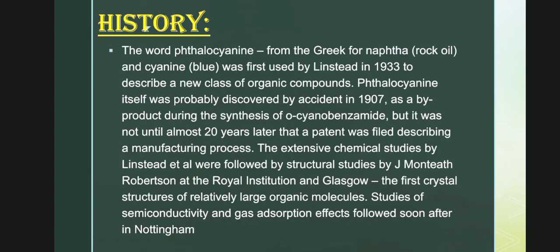History. The word phthalocyanine, from the Greek naphtha, rock oil, and cyanine, blue, was first used by Linstead in 1933 to describe a new class of organic compounds. Phthalocyanine itself was probably discovered by accident in 1907 as a byproduct during the synthesis of o-cyanobenzamide. But it was not until almost 20 years later that a patent was filed describing a manufacturing process. The extensive chemical studies by Linstead were followed by structural studies by J.M. Robertson at the Royal Institution, the first crystal structures of relatively large organic molecules.